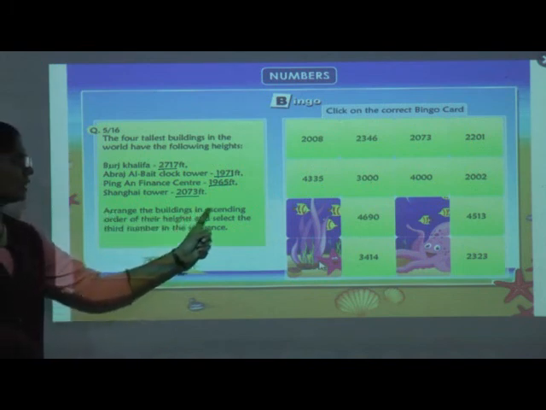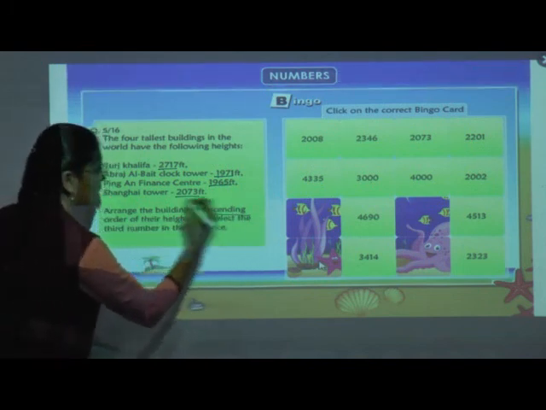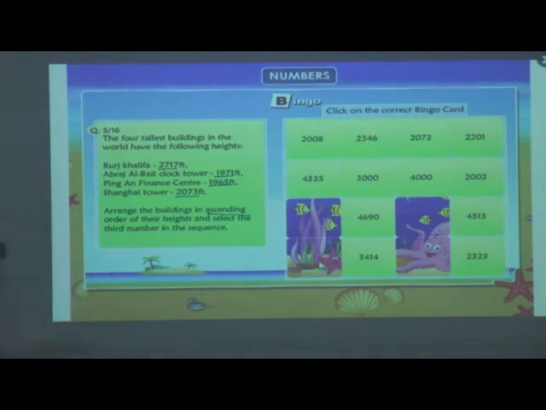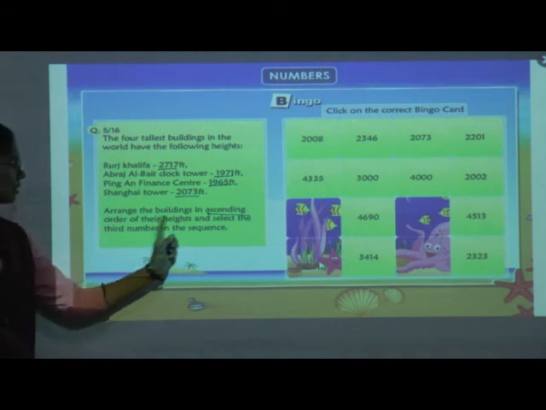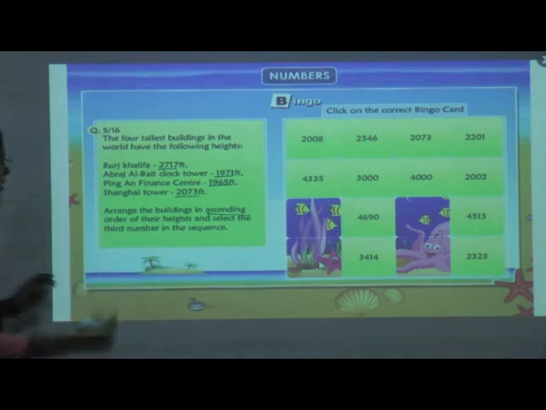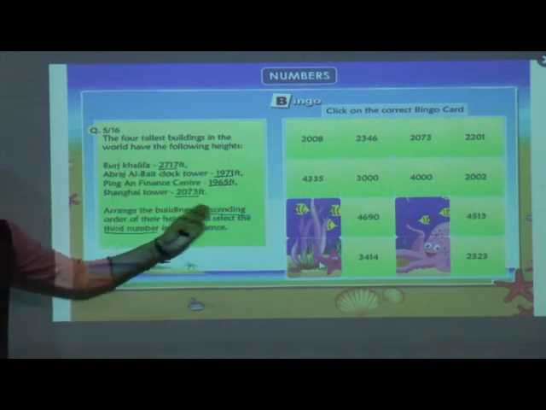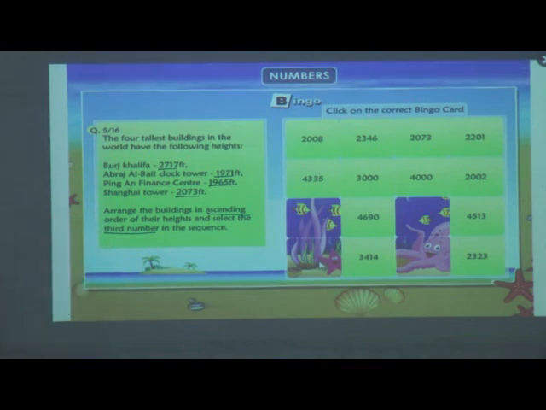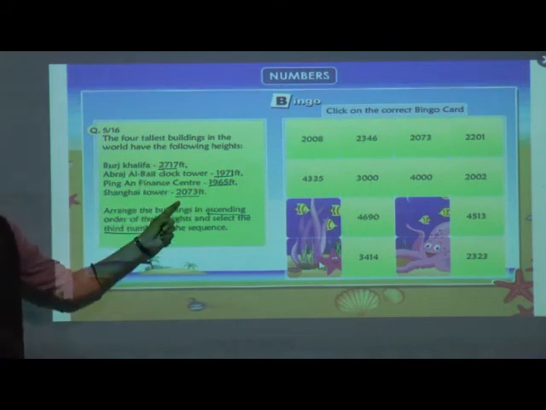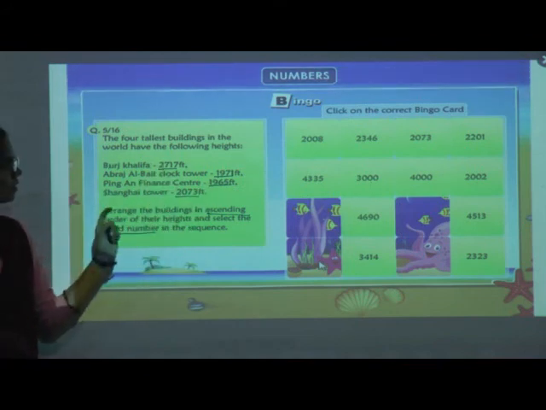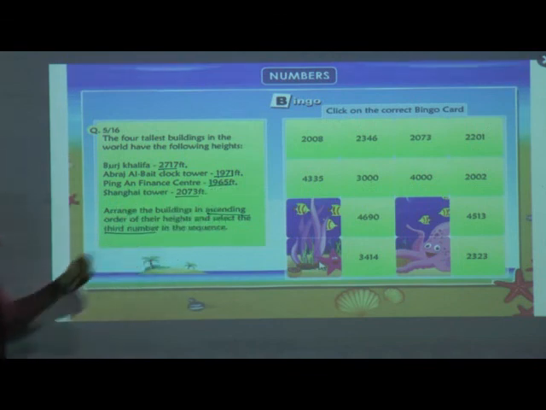Now here what do we have to do? Arrange the buildings in ascending order. Now what is meant by ascending order again? Yes, ascending order means we have to arrange the numbers from smallest to biggest, that is the ascending order of their heights, and select the third number. What do we have to do? First we have to arrange these numbers in ascending order. Okay, now we will arrange these numbers in the ascending order. See in these 4 numbers, which one is the smallest number? Yes, 1965. This is the smallest number.